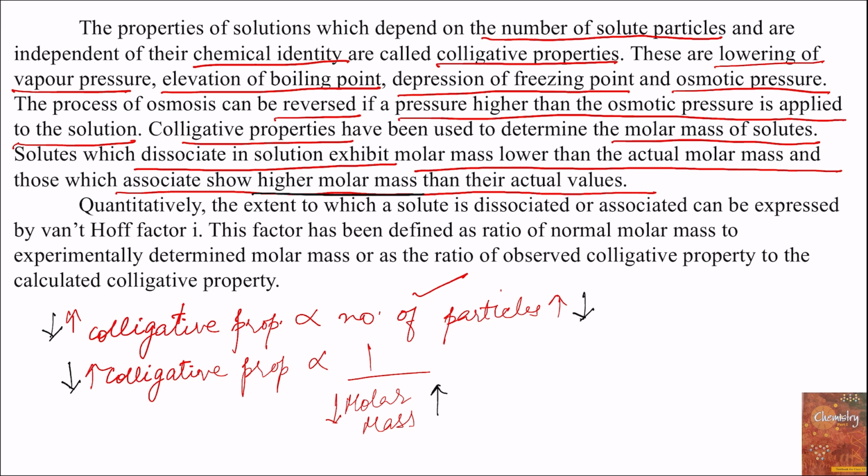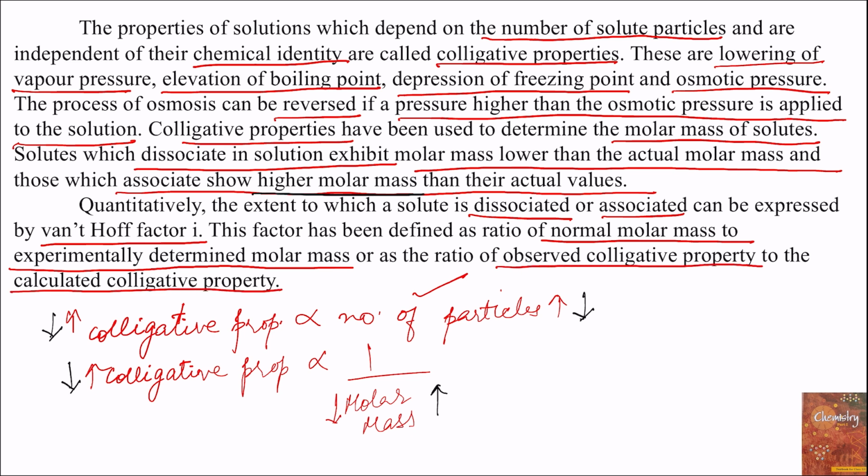Quantitatively, the extent to which solute is dissociated or associated can be expressed by van't Hoff factor denoted by the alphabet i. This factor has been defined as the ratio of normal molar mass to experimentally determined molar mass, or as the ratio of observed colligative property to the calculated colligative property. So van't Hoff factor, or i, is the ratio of normal molar mass to experimentally determined molar mass, or as the ratio of observed colligative property to the calculated colligative property.